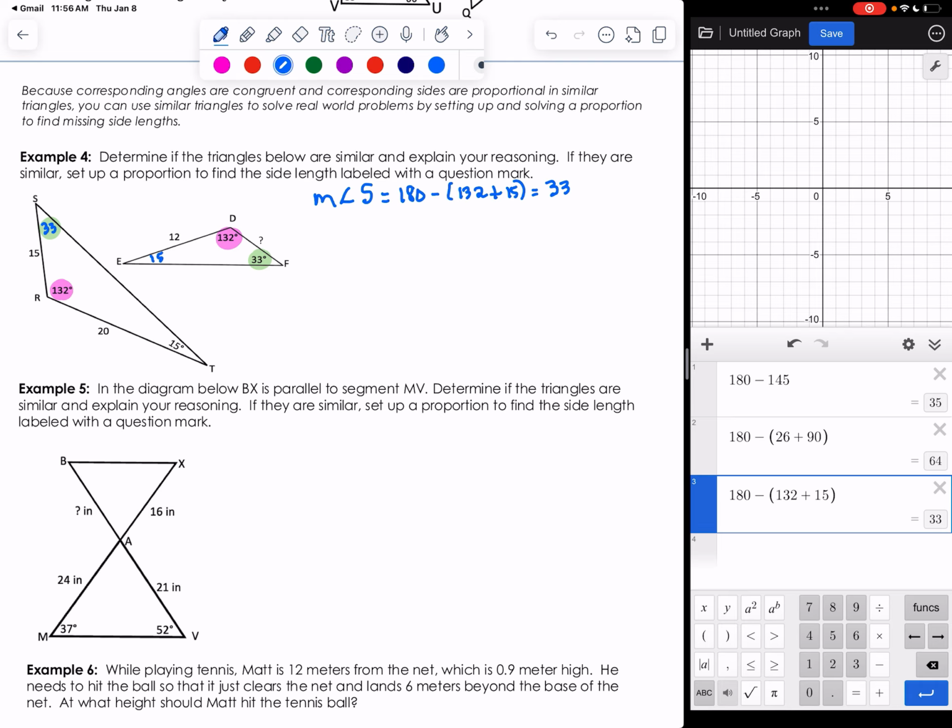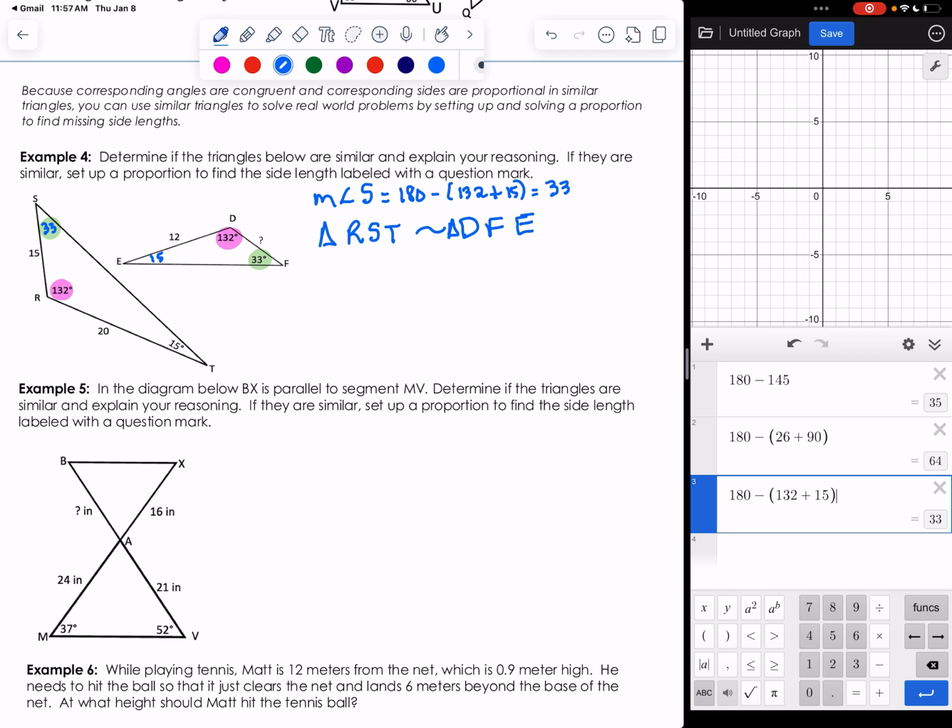Now, I'm going to start with my largest angle. If I started with the largest one, it would be triangle RST is similar to, and then I want to see which angles correspond here. The largest angle in our second triangle is angle D, so it would come first. And then the 33 degrees is our next angle, so that would be F. And then our smallest angle was E. So triangle RST is similar to triangle, I forgot to put the little triangle symbol right there, to triangle DFE.